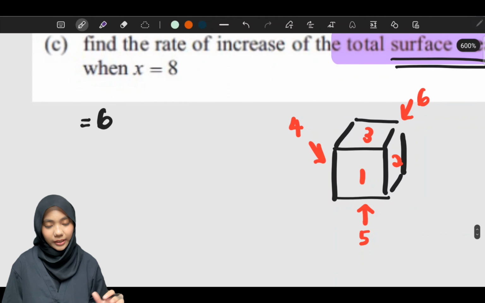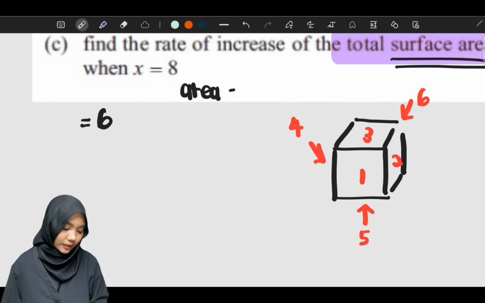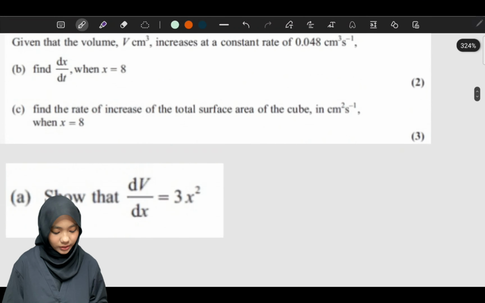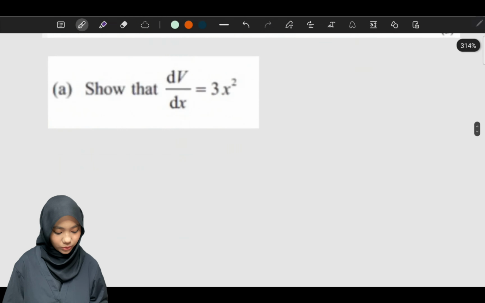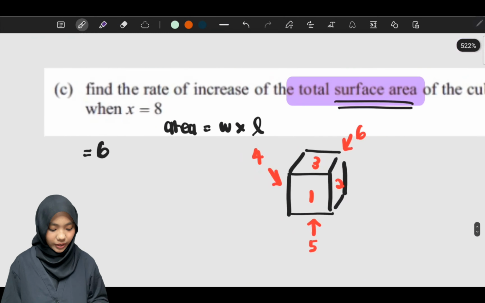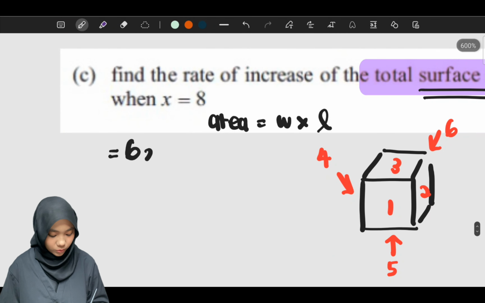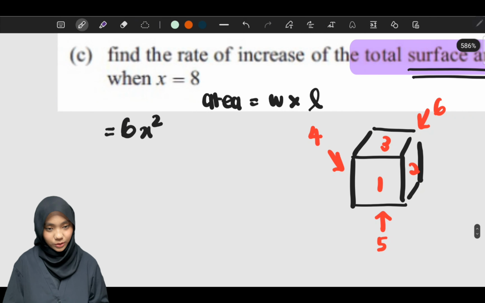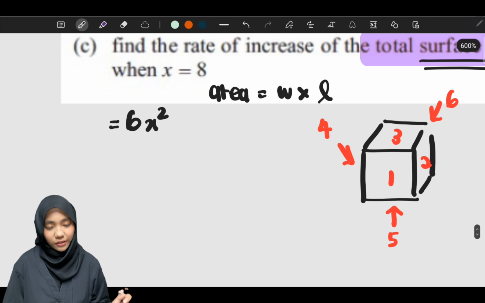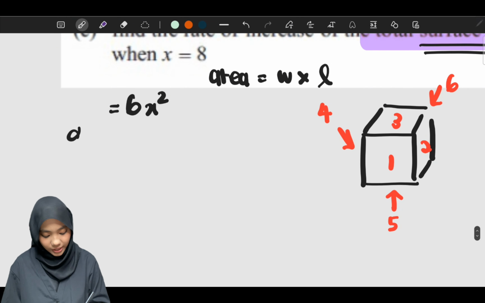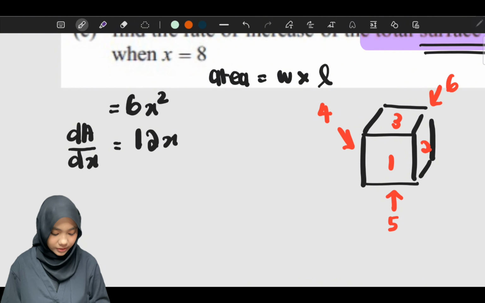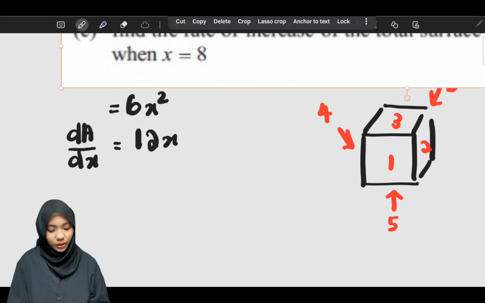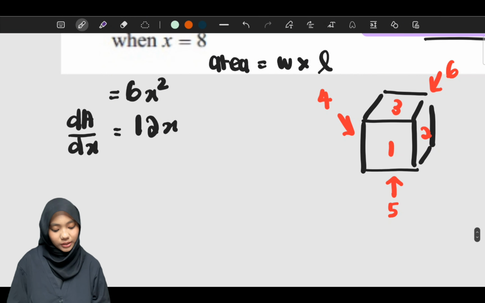And then area kan, area means width times length. And the length given is x. Width dia pun x sebab dia cube kan. So everything is equal. So area means x times x equals to x square. So we have 6x square. Okay, so kita kena differentiate 6x square ni, which is jadi dA over dx, 12x, sebab 6 times 2 means 12, and the power tu kita tolak 1, so jadi 12x.